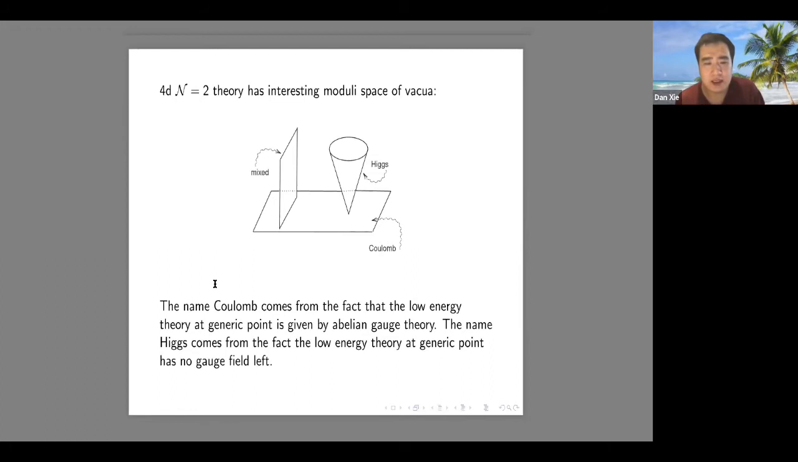On the other hand, for the Higgs branch, this name comes from the fact that if we have a gauge theory, a non-abelian gauge theory to begin with, and go to this branch, you typically break all the gauge groups, and there's no gauge group left. And so we have the standard Higgs mechanism. So that's why it's usually called the Higgs branch. That's a name which has a physical meaning here.